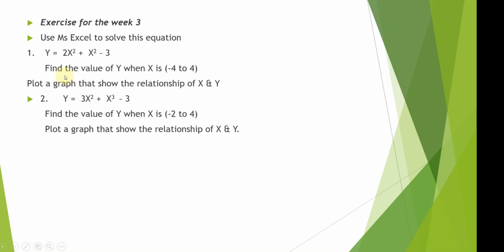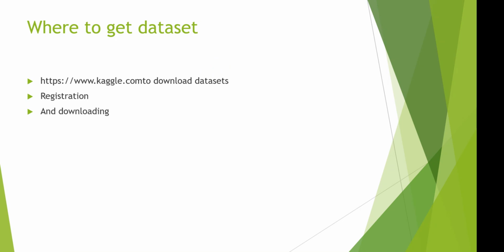Then we proceed to do the XY scatter by plotting this equation: y is equal to 2x squared plus x squared minus 3. We're going to find the value of y when x is from minus 1 to plus 4, so that we can round this class up. Thereafter we are going to look at where you can get your data sets. We are going to log into kaggle.com to download a data set. We are going to register, then practice it. So this is the best and hottest course out there you are going to get. Thank you. So let's move to the practical section.